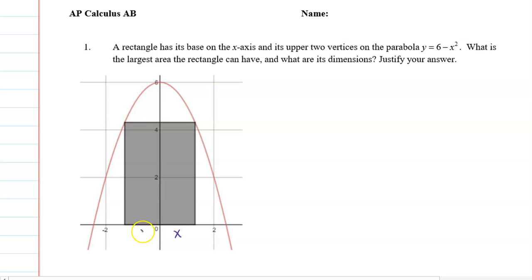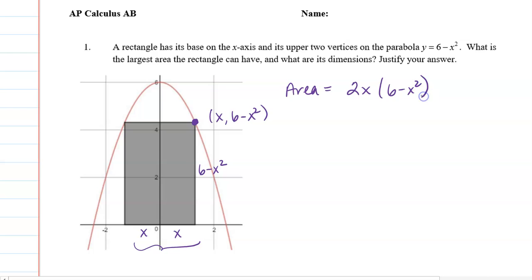So we're going to call this x, and because of symmetry, this is also x. And up here, this is a point on our parabola. So the ordered pairs should be x and then 6 minus x squared. The length of this side, or the height of this rectangle, is also going to be 6 minus x squared. So the area of our rectangle is 2x, because together those make 2x, times 6 minus x squared.